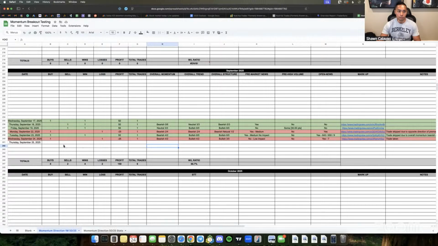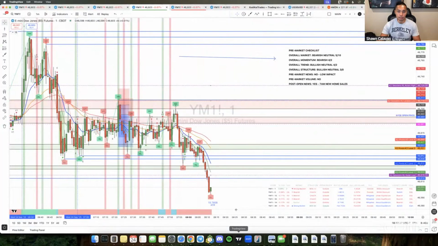Obviously, if we have two back-to-back wins Thursday, Friday, that'd be great. But either way, we just need one win for the momentum breakout, and then it'll yield a profit for this week. Because two wins will equal 50 points, three losses will equal negative 75. You'll still be in profit 25 points for the week. So that's kind of the goal and what we're aiming for.